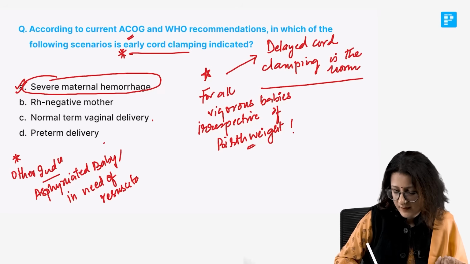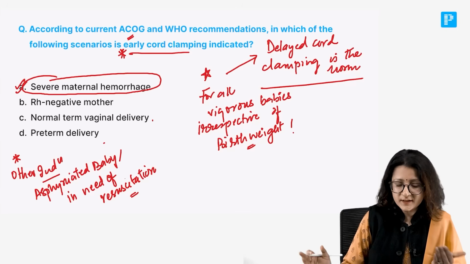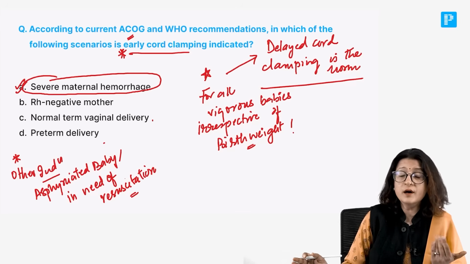So you want to go for early cord clamping and hand over the baby to the pediatrician for resuscitation. Right? So these are the two valid indications for early cord clamping that you need to remember.